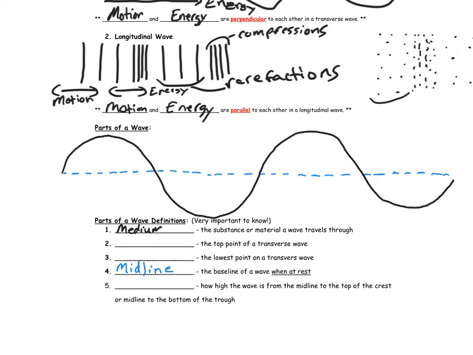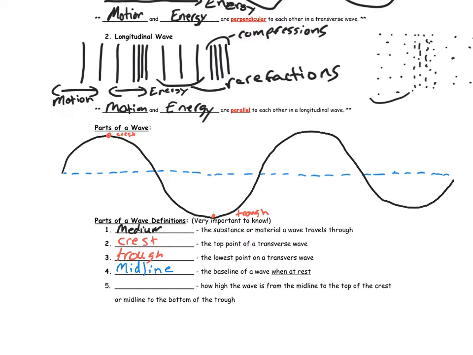Okay, so the first little question here is at the top point of the transverse wave, this is known as the crest, and the bottom point is known as the trough. So the top part here, that's the crest. The bottom part here is the trough.